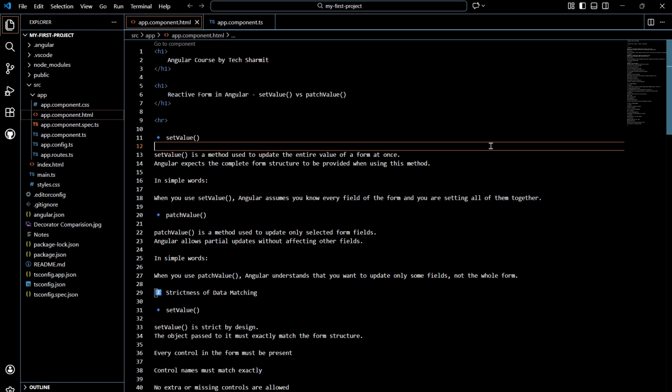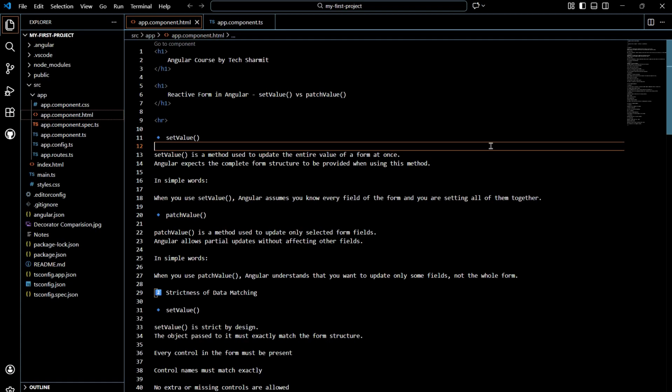setValue is a method used to update the entire form value at once. So here Angular expects the complete form structure to be provided when using this method. Okay, here you are supposed to provide the entire form structure, and definition wise one thing is very important, that it is a method that is used to update the entire form value at once. In other simple words, you can say that when you use the setValue, Angular assumes that you know every field of the form and you are setting them all together.